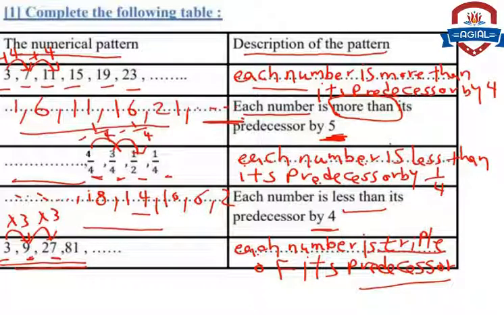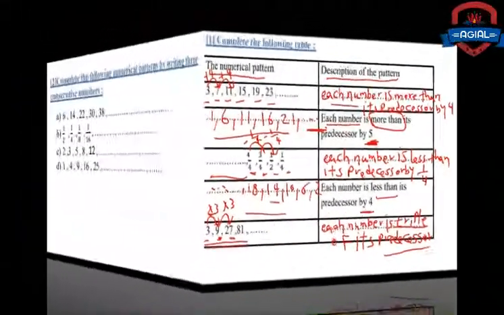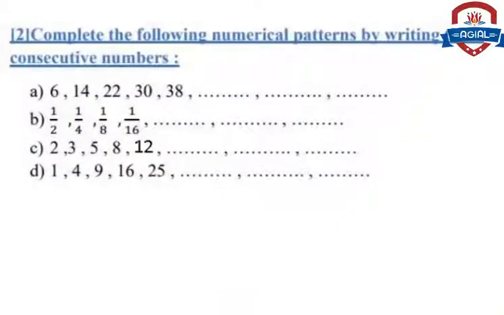So if we have 3 times 3 equals 9, we say that 9 is triple of 3. Number 2, complete the following numerical patterns by writing 3 consecutive numbers. So we have letter A, 6, 14, 22, 30, 38. Then we have space, space, space. So we need to find out the description of these numerical patterns.